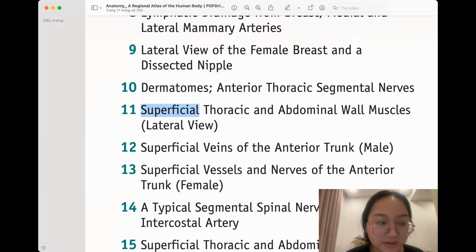So, superficial means occurring at or on the surface. So we call this one existing on the surface. And this one is superficial thoracic and abdominal wall muscles. Abdominal wall muscles are made of muscles, the abdominals, the muscles on the front of the belly. So we call this one the abdominal wall muscles. Lateral review, right?